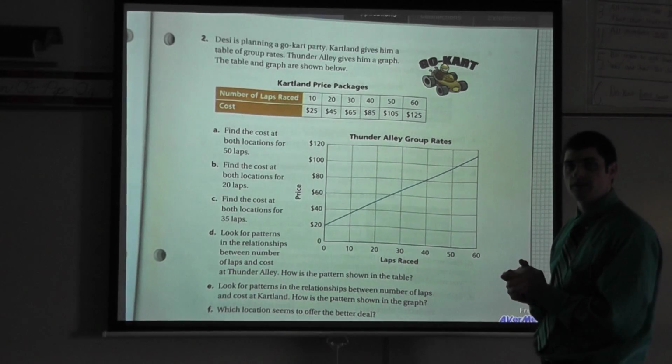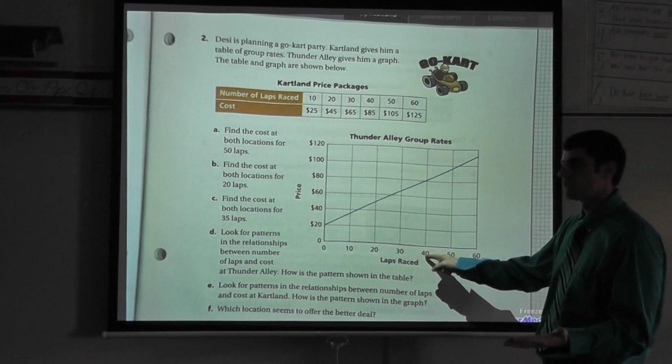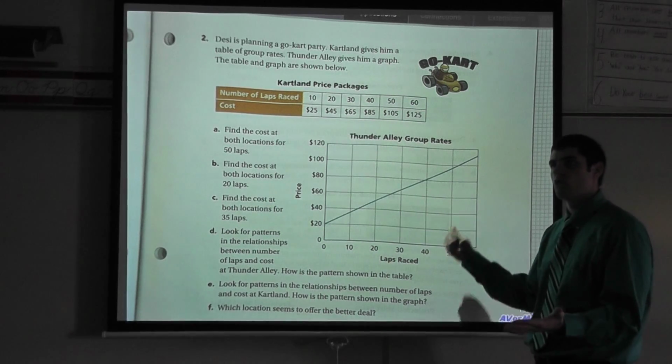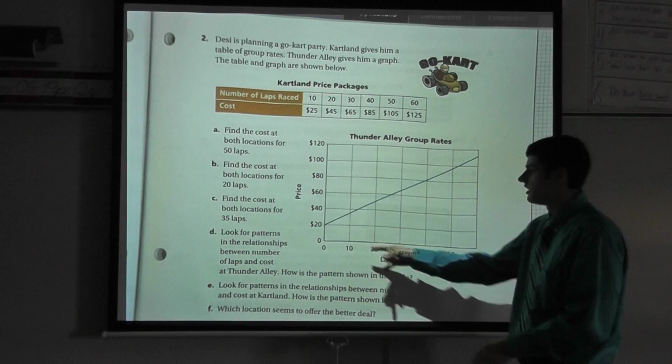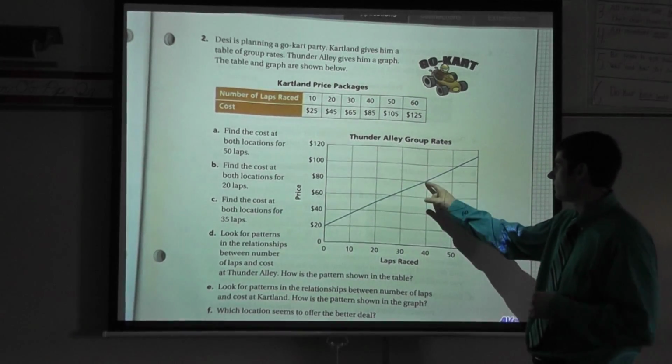I can charge $1.50 a lap? Well, let's see. 1 times 40 would be $40. A half times 40 would be $20, which is $60. And the $20 there, I now have $80 based off this chart.